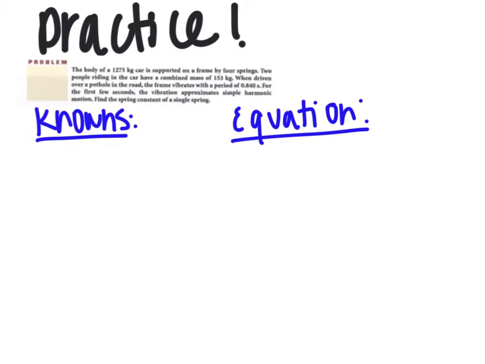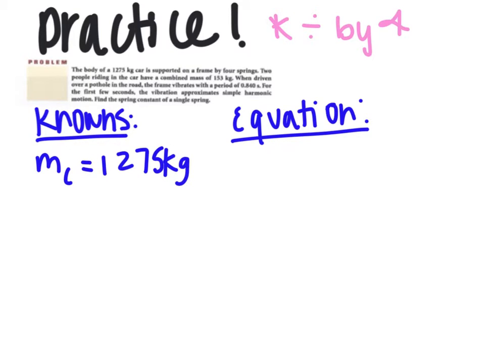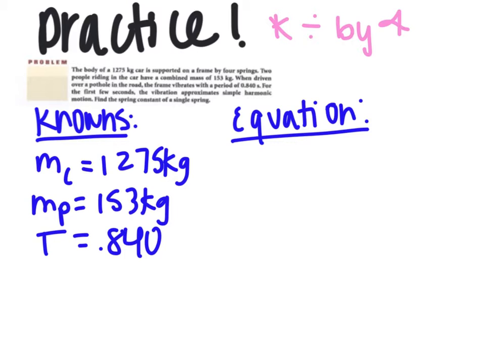Immediately, I know that in a car there are 4 wheels, or 4 springs. So right now, I'm going to remember that at the end of the problem, I'm going to have to divide by 4 to find the individual spring constant for one of the springs, not the 4. So right now I'm going to create a table of knowns, and as well I'm going to write down the equation so that we can plug in information. Right now I know that the mass of the car is 1,275 kilograms. The mass of the people is 153 kilograms. And then the time is 0.840 seconds.